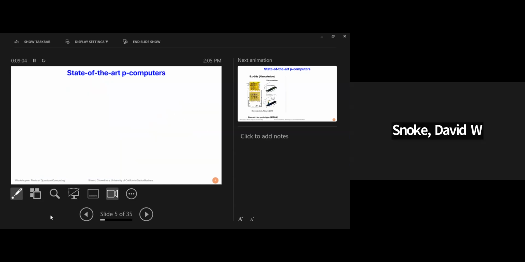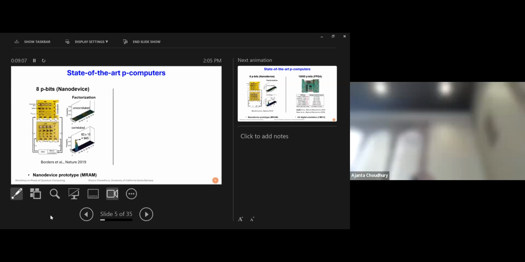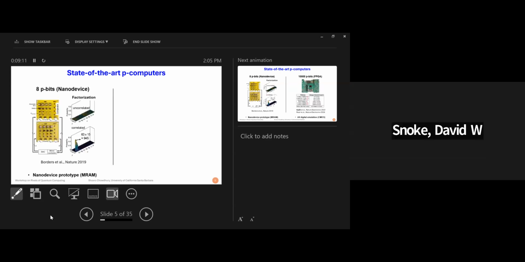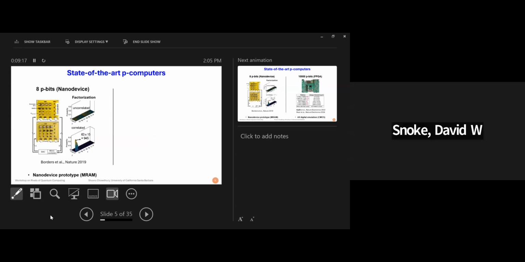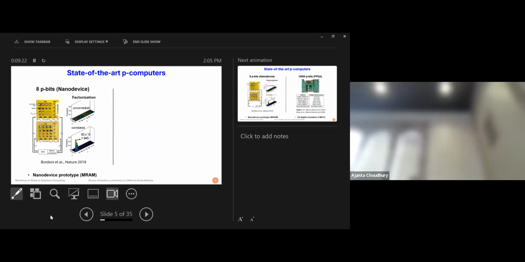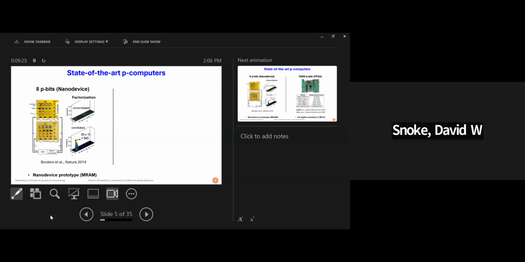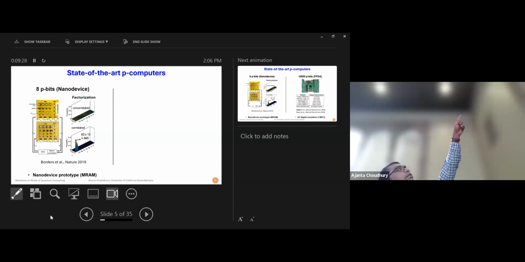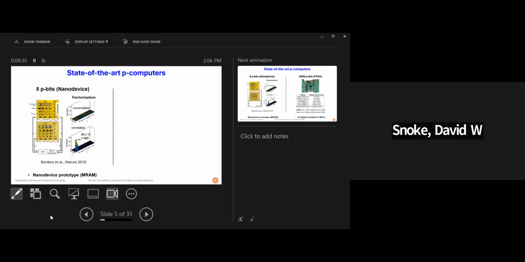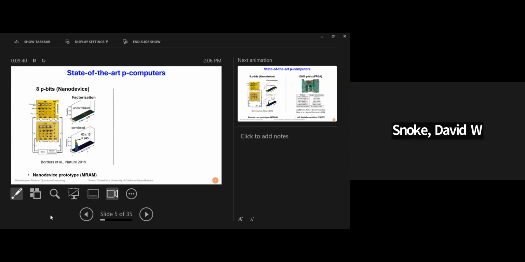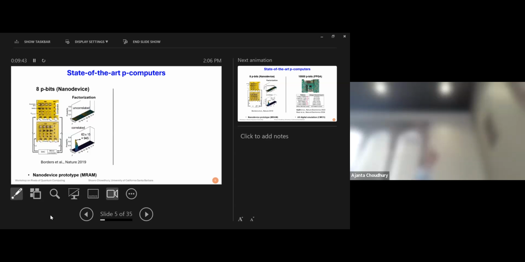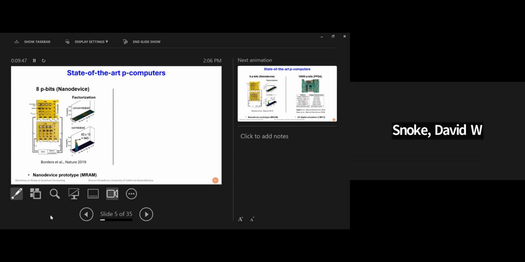Now, where are we in terms of the state of the art computers? This shows a P computer that was built using stochastic magnetic tunnel junctions. It was a P computer that was shown a few years ago. And you can see the discrete p-bits, the black boxes inside these yellow PCBs. There are 8 p-bits there, and the outputs of the PCBs are connected to the microcontroller, which emulated the synapse. And then the output of the microcontroller is fed back to the PCB. That's how the system worked.